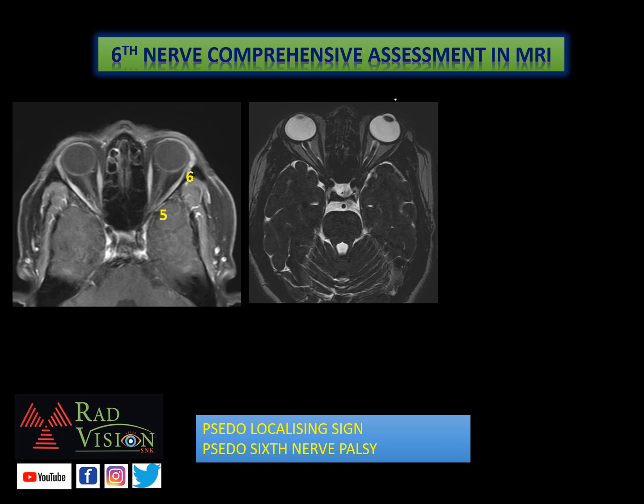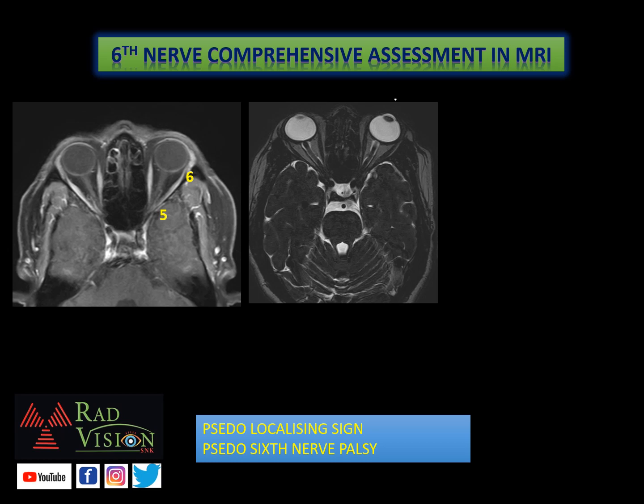Further, you need to assess the 6th point. These are the locations you need to assess. 6th is lateral rectus. One need to see whether there is any atrophy of the lateral rectus because of the 6th cranial nerve palsy, or there could be any infiltrative lesion of the lateral rectus, which is called pseudo 6th nerve palsy.